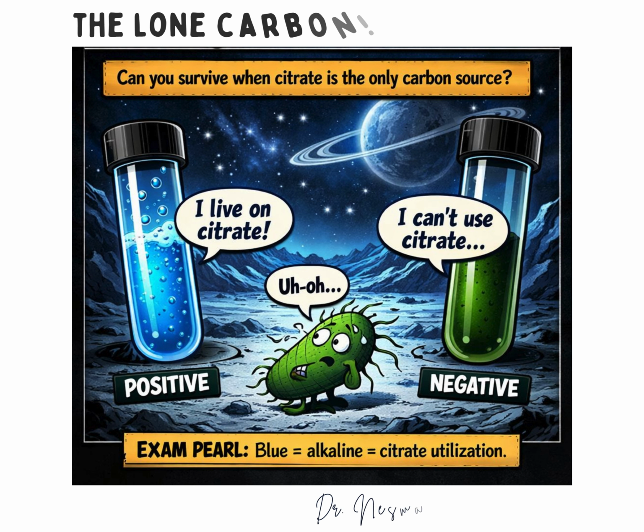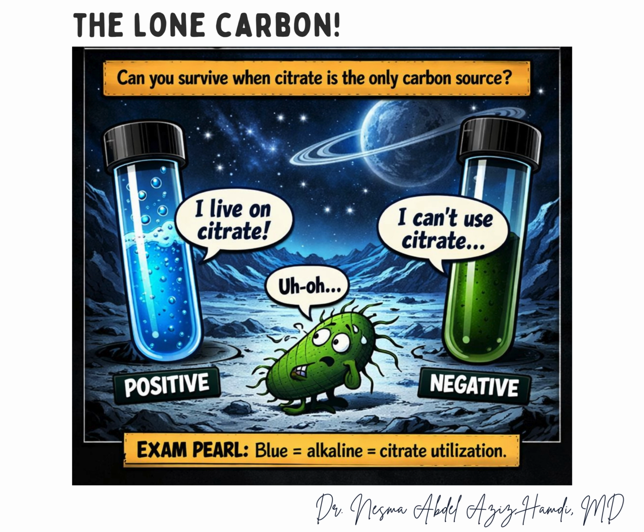The citrate test determines whether a bacterium can use citrate as its sole carbon source. Bacteria that possess citrate permease metabolize citrate and produce alkaline byproducts, causing the indicator to turn blue. If the organism cannot utilize citrate, the medium remains green, indicating a negative result.